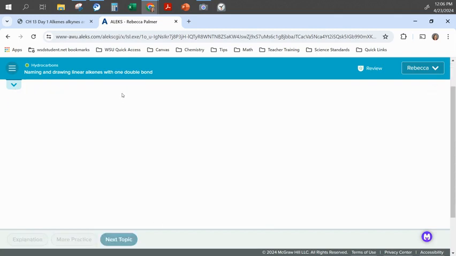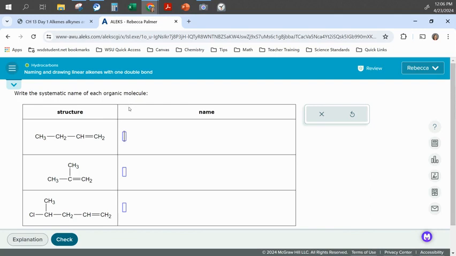Okay, so they go back and forth between naming and drawing. This one we have just a double bond, no branches. 1, 2, 3, 4. So this would be butene or 1-butene. I'm going to put 1-butene. We'll see what happens. The double bond is at the 1 position with 4 carbons.